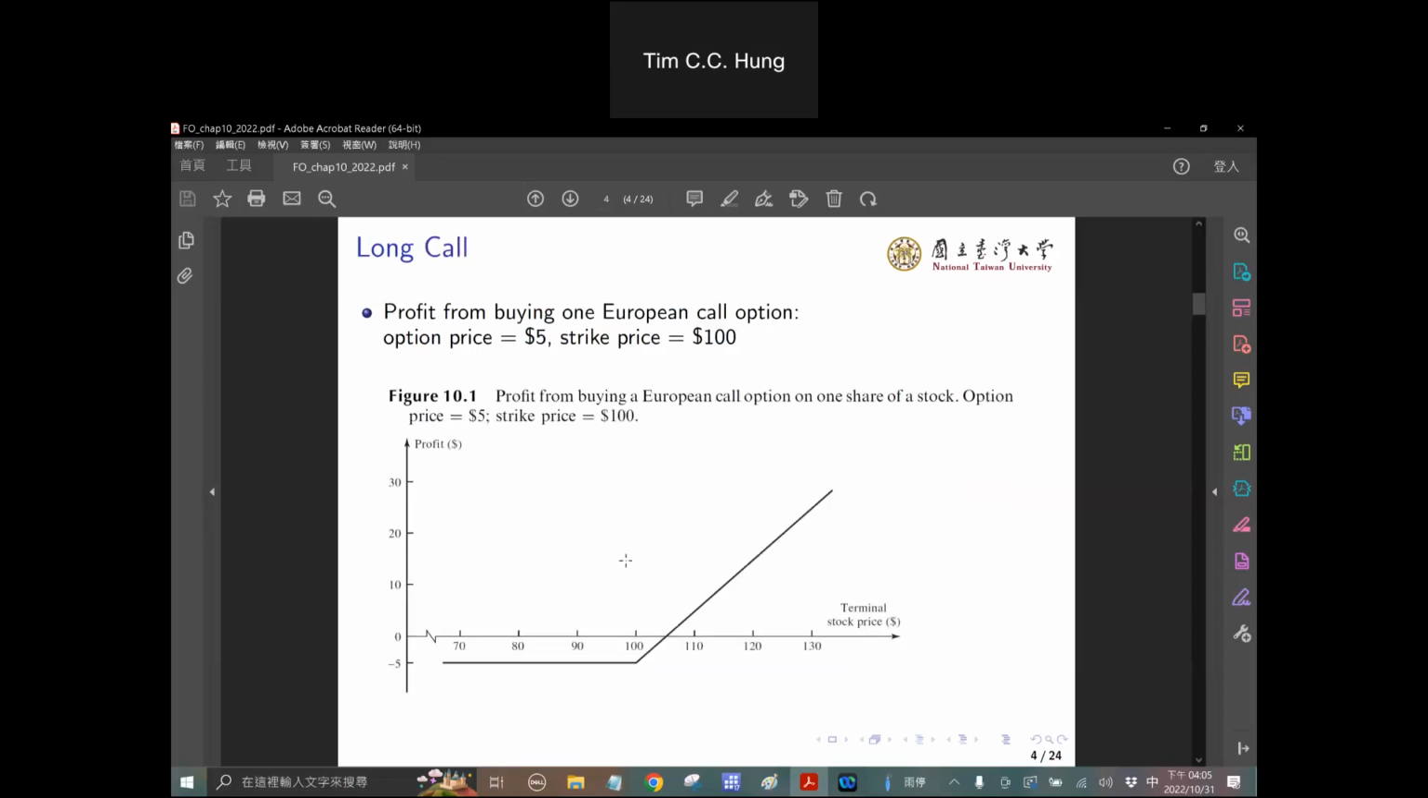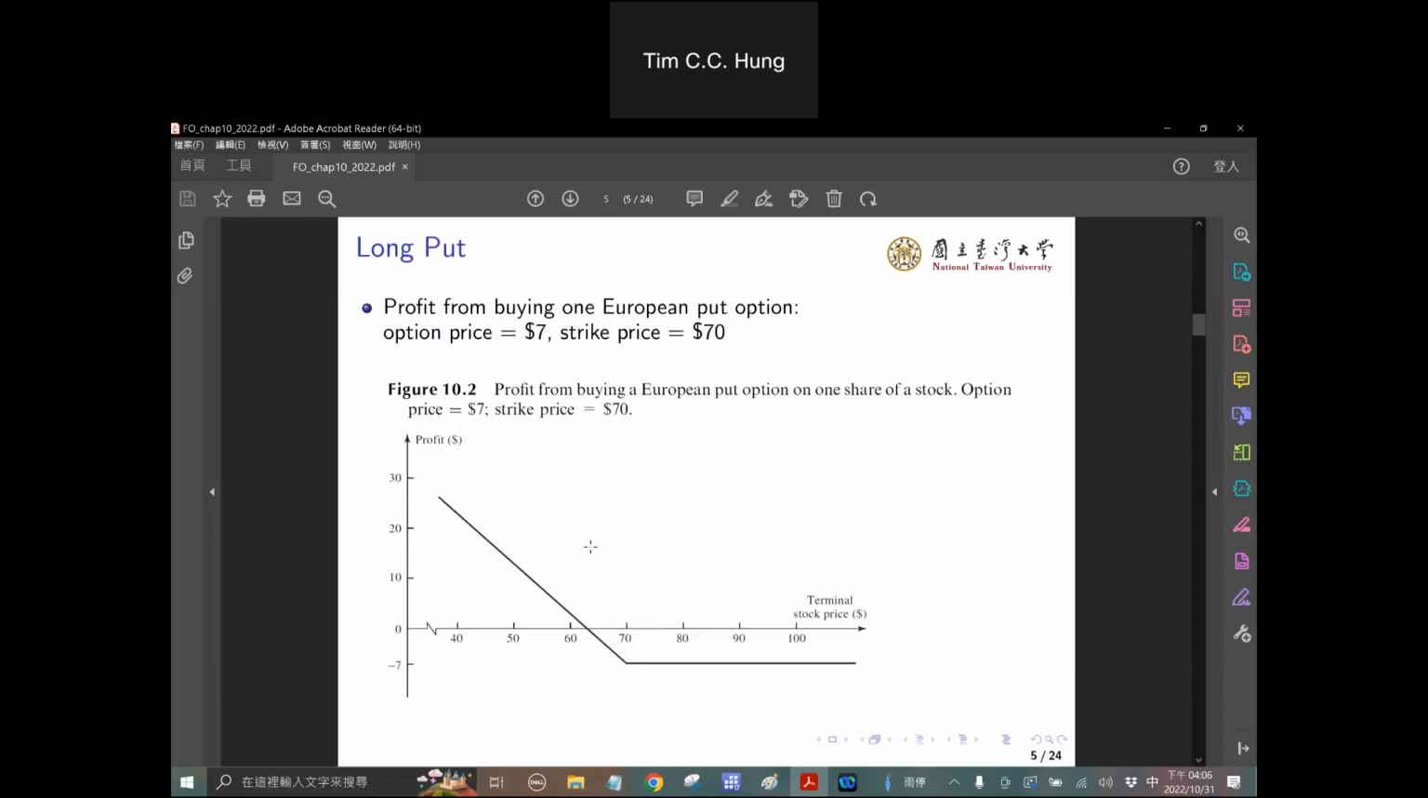Put options are like a mirror image in the horizontal axis. We're just shifting things horizontally from the long call options to the long put options. What do we do? So now when we have a long position in the put options, it means that you have the right to sell something at a pre-specified price. Here, it means that we agreed to sell this underlying stock at the price of $70.